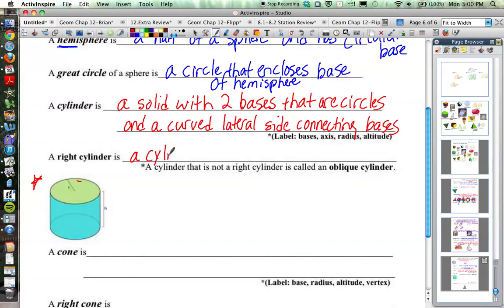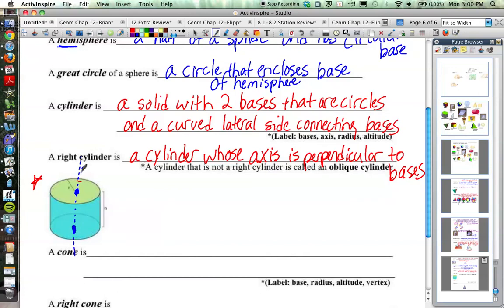So a cylinder whose axis is perpendicular to the bases. Now, when I say axis, I mean if you put a point at the center of the two bases of your cylinder and draw a line straight down through that, that is called the axis of our cylinder.